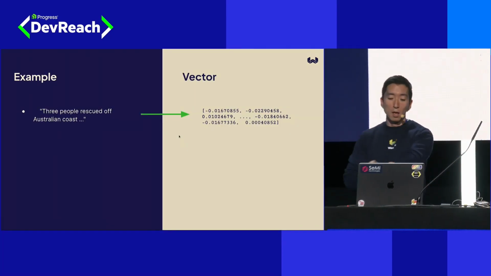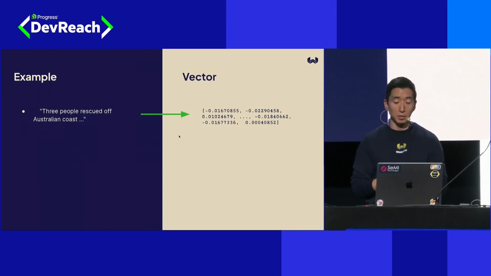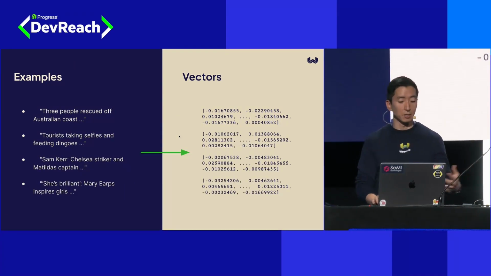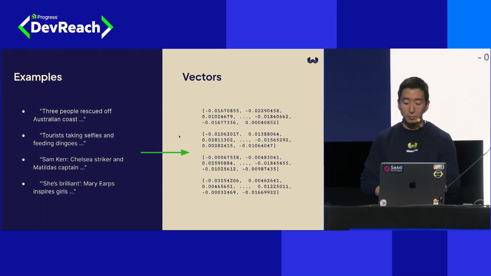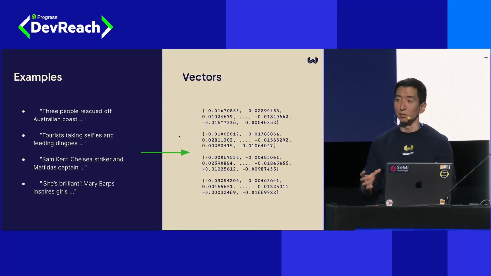So here's an example of me vectorizing some random headlines. Here's one about 3 people getting rescued off the Australian coast. The full headline is actually about a shark attack, which is possibly the most Australian thing ever. So that can be vectorized into a series of numbers. And you can do this with any text, right? Here's the second one about tourists and dingoes. Again, extremely Australian. And the last 2 are about star football players, Sam Kerr, who's the Australian captain, and Mary Earps, who's the English keeper. Each of these texts can be vectorized into a series of numbers, as I've done here.